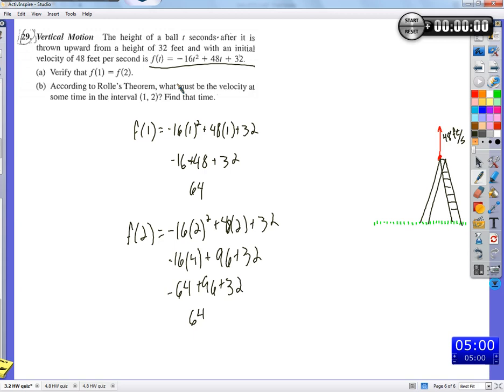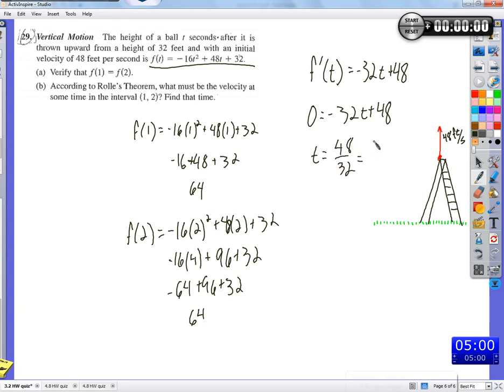Find that time. How are we going to find the time where it stopped? Take the derivative, and then set that to 0. f prime of t equals negative 32t plus 48. I wrote it down correctly this time. Then what are we going to do with the derivative? Set it equal to 0. 0 equals negative 32t plus 48. So t equals 48 over 32. Well, you did that fast. That equals 3 halves, I think? Yeah.